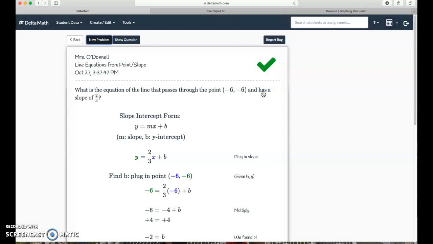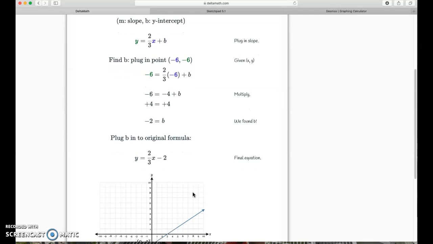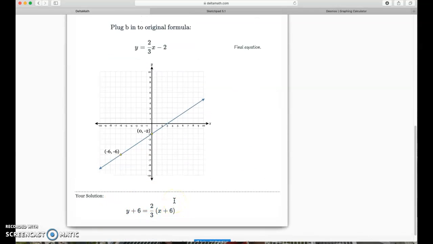Submit. Yes. Okay, now it looks like Delta Math is giving us their answer in slope-intercept form. So let's say you do your problem in point-slope form, Delta Math did it in slope-intercept form, and you wanted to know maybe you got it wrong, maybe you got it right. You wanted to just check. Why did I get it wrong? I think my equation should be working.